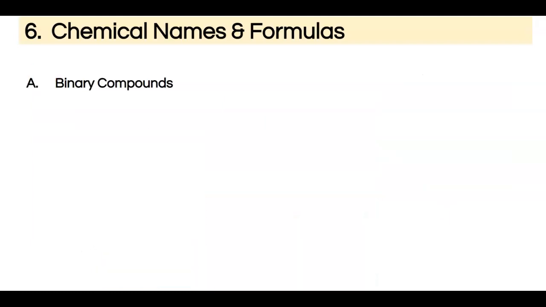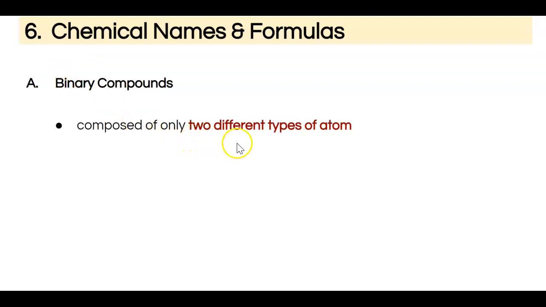Okay, so we're going to talk next about binary compounds. The word binary, that prefix bi means 2. Binary compounds are compounds that are composed of only 2 different types of atoms, and so they're the simplest, which is why we're starting with them.